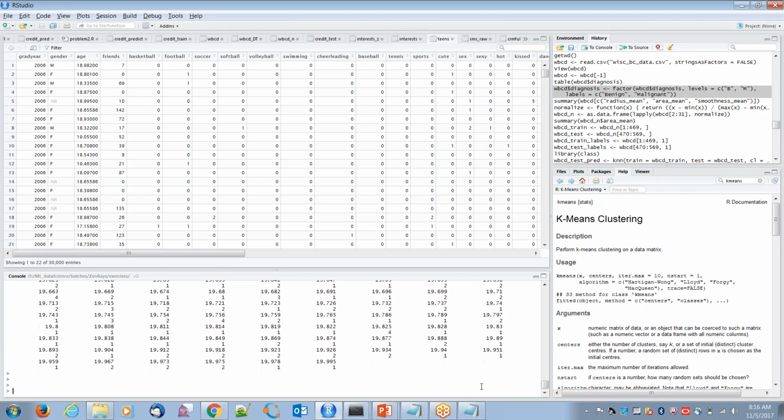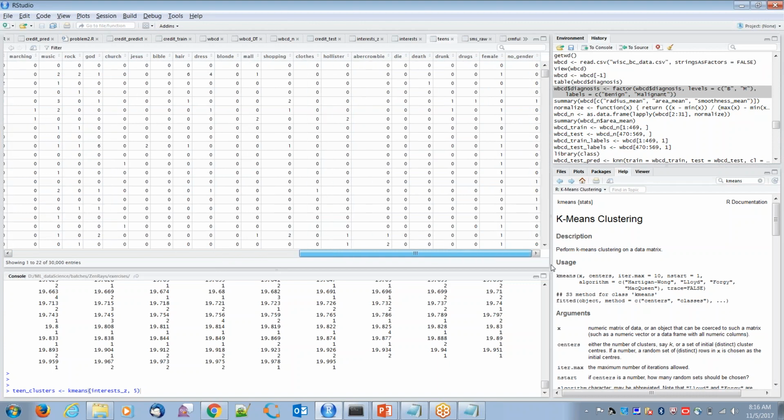Once we have normalized the data, let's run the k-means. After our data is normalized, the new variable is this interest underscore z. So this is our new data, and we have taken only from the fifth column. The first four columns are not required because these were the profile information. We are interested in only the tweets or the social media data, which starts from the fifth column, from basketball till the 35th or 36th column.